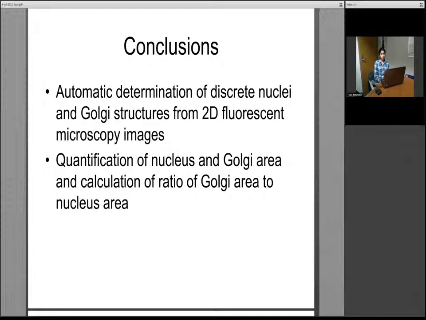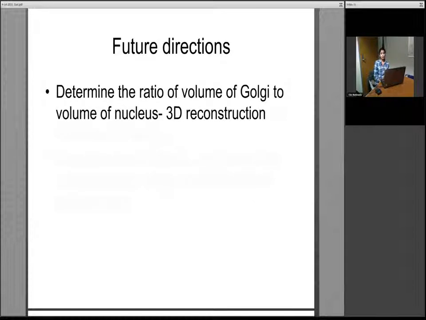So to make this more biologically valid, one of the things that we are now working on is to perform the same analysis but in a three-dimensional scenario. So we want to ultimately determine volumes of these compartments of the cell that I'm interested in to see the change in the morphology of the Golgi and compare it against the nucleus in the cell. So we are currently working on how to take this from a two-dimensional scale to a three-dimensional scale.